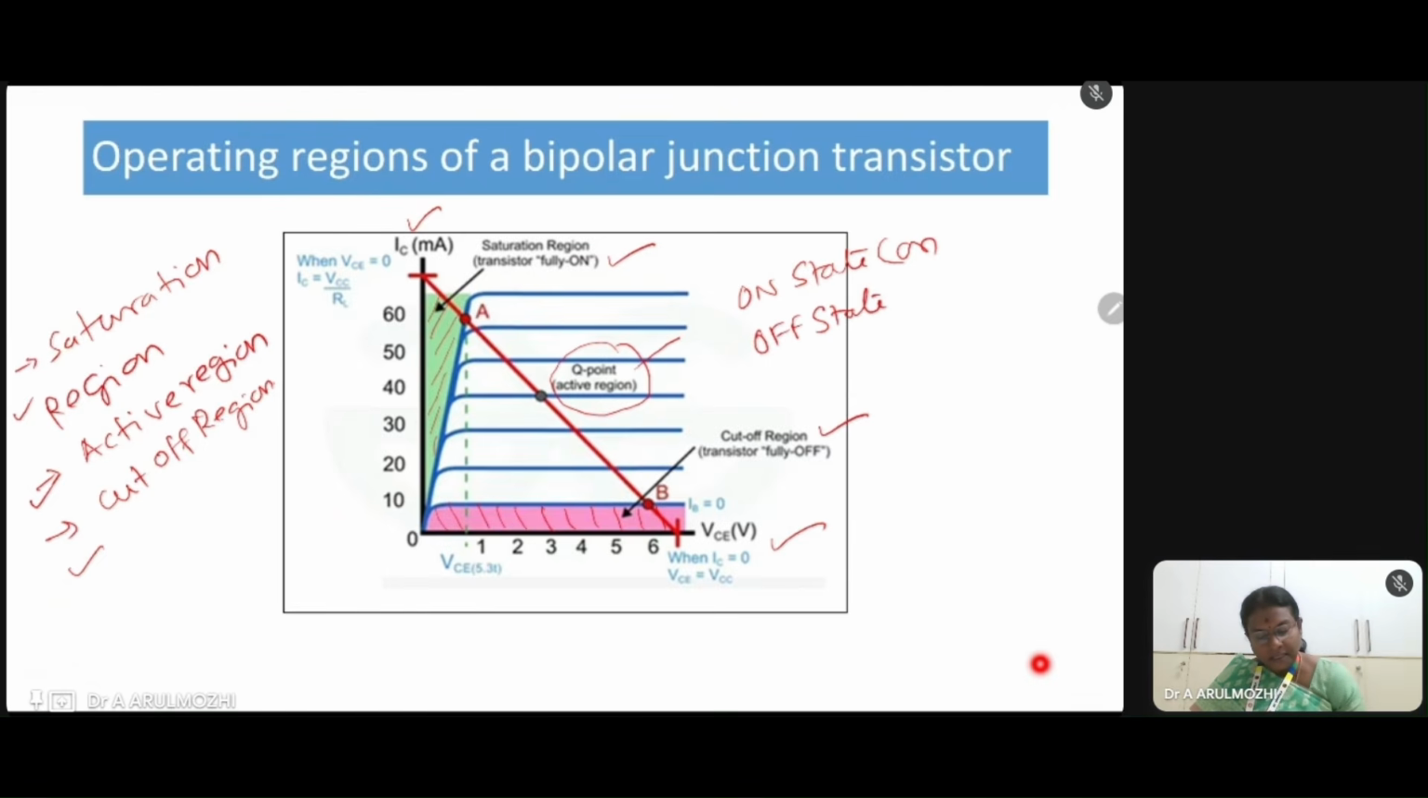Okay, so this active region indicates the in-between state of a transistor. If you want to use the transistor as a switch, you have to make the transistor change in between the cutoff as well as the saturation region. So if you want to include the transistor in certain circuits, it must be maintained in between the saturation region and the cutoff region. So this is nothing but our operating regions of a bipolar junction transistor.